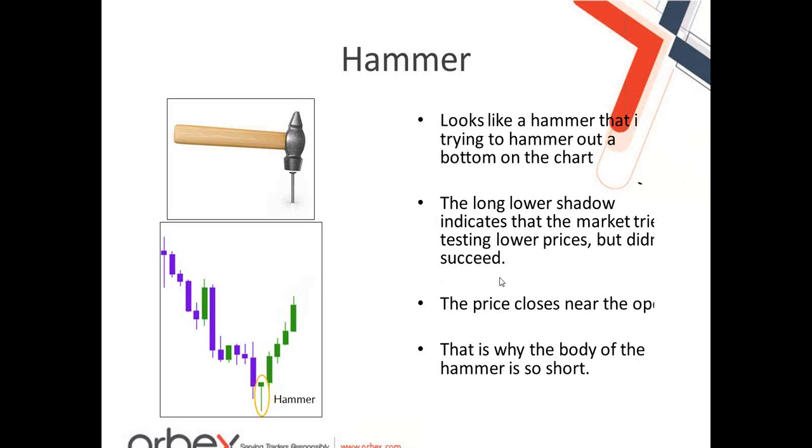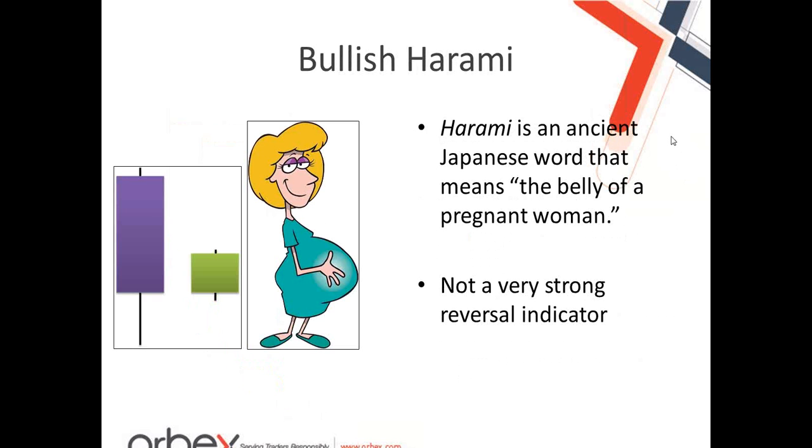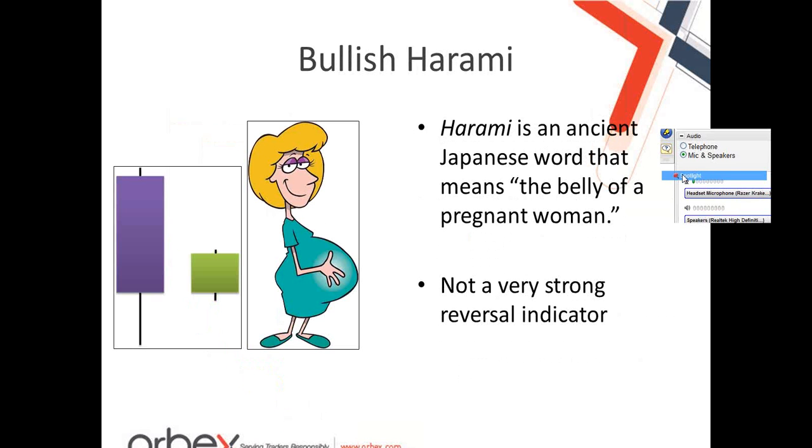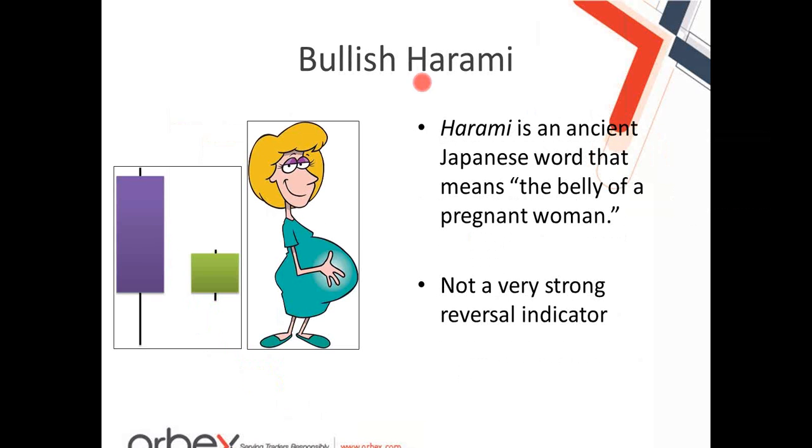And next we have the Bullish Harami. All right, so there is another Japanese word here for you. Harami is an ancient Japanese word that means the belly of a pregnant woman.